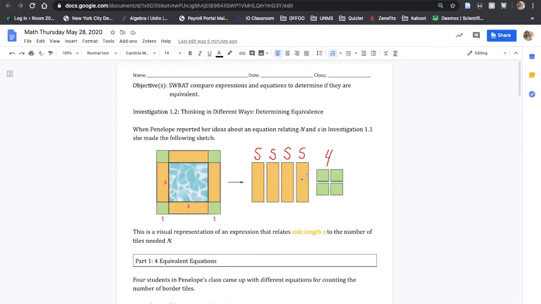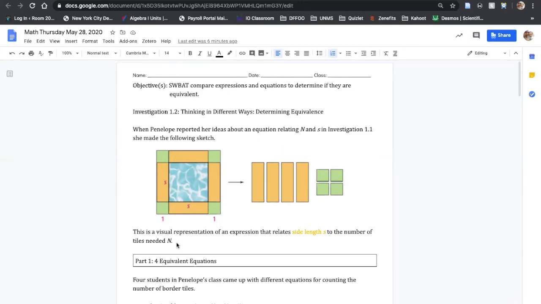Now, I would just add all those up together. That would be like saying S plus S plus S plus S plus 4. That tells me how many total tiles I have. So again, that's one way you can think about counting up the total tiles. We're going to look at a couple of other examples of that today.